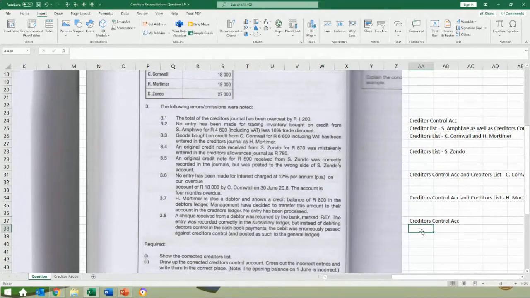Okay, now let's go through each and every transaction or the different accounts and then we'll reconcile it. So what I'm going to do is I've got both the general ledger account as well as the creditors listing on one sheet. So we're going to start with 3.1 and then I'll make the necessary adjustments and then we'll update the information. Okay, so we said the first entry goes to our creditors control account. We said the total of the creditors journal has been overcast. Now, when it's overcast, it was too much.